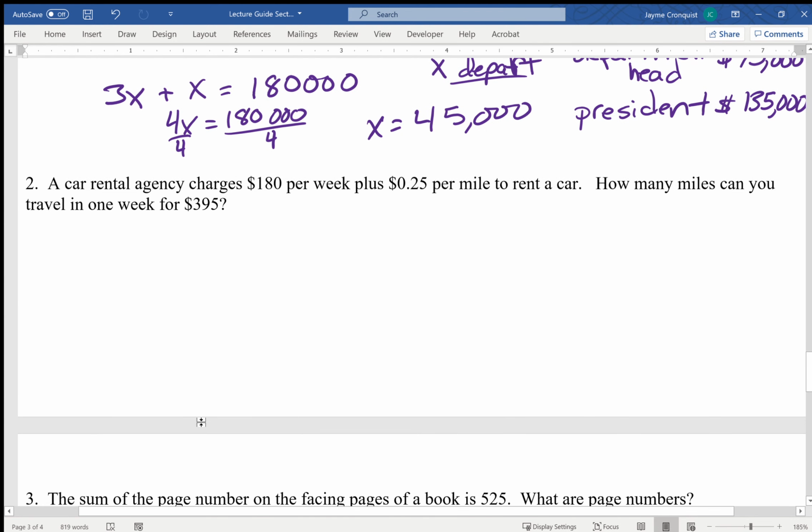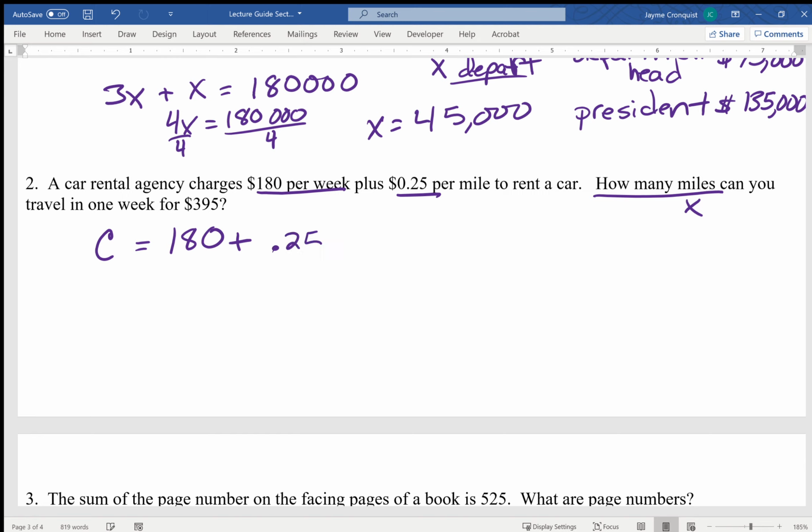A car rental agency charges $180 per week plus 0.25 per mile to rent a car. How many miles can you travel in 1 week for $395? So this is my x, right? The cost is going to be $180 per week plus 25 cents a mile, which is my x. If the cost is $395, how many miles can you travel?